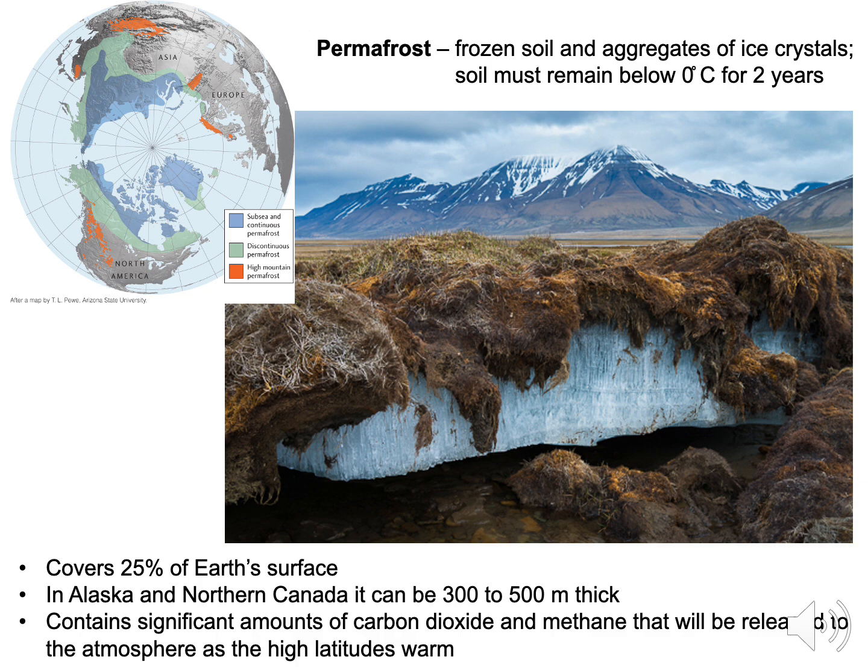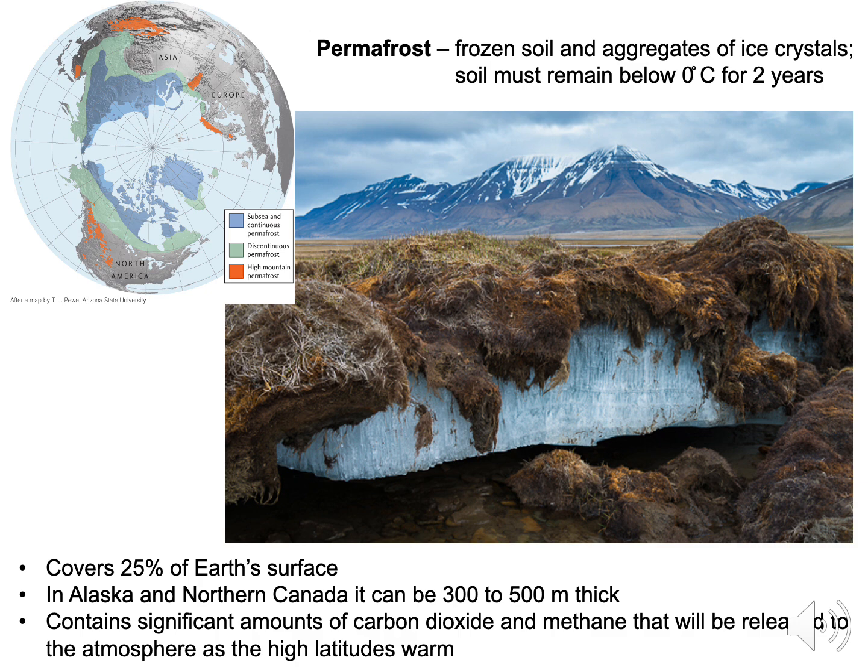Permafrost is located at our high latitudes, especially in the northern hemisphere, and we can see this highlighted on the map in the upper left-hand side, where there's significant permafrost in Greenland and the Arctic and northern Canada, and then kind of going into southern Canada and Europe and Scandinavia as well. So permafrost, it's not a glacier. It's frozen soil and aggregates of ice crystals.